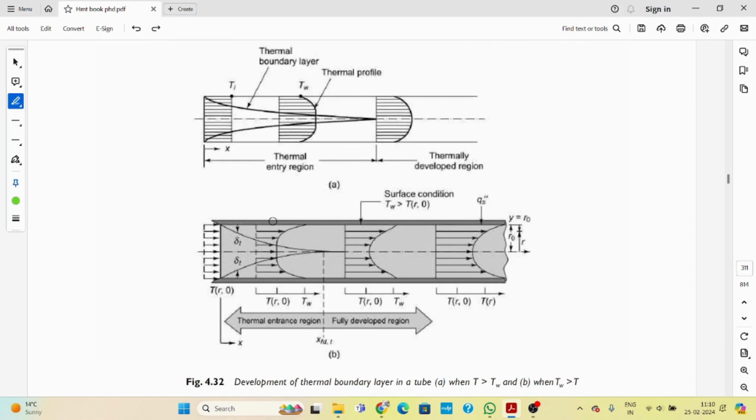And here, if the wall temperature is greater than the fluid temperature, the temperature profile will look like this, and it will become like this. Okay, if the pipe temperature is higher than the fluid temperature. So according to the temperature of the wall and fluid, the thermal boundary layer will change.